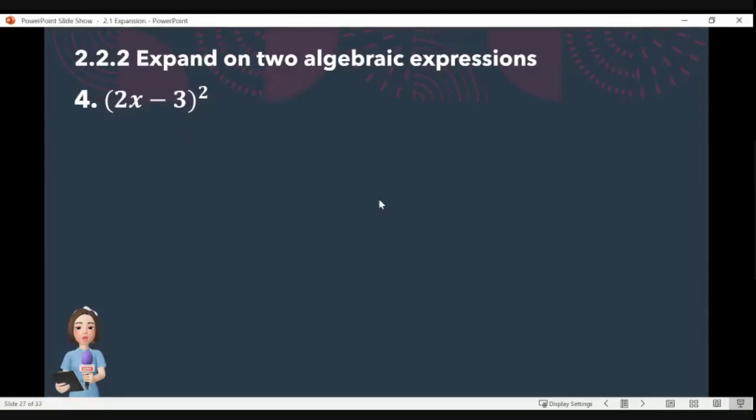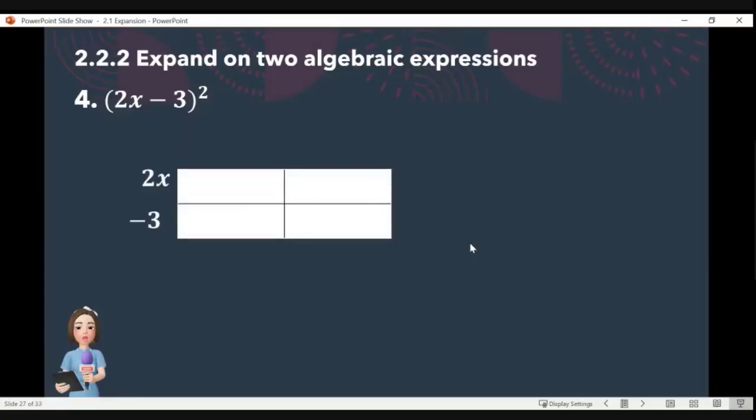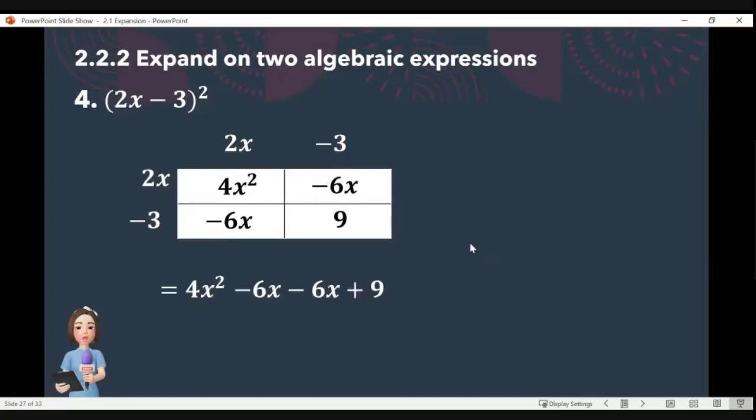So when you use the SMS, you can get the answer very fast. Otherwise, you can still use the arrow method or the box method. You still manage to get the same answer, because I showed you all just now many times the methods of how to do it, right? So minus 6x minus 6x, when you add up together is minus 12x.